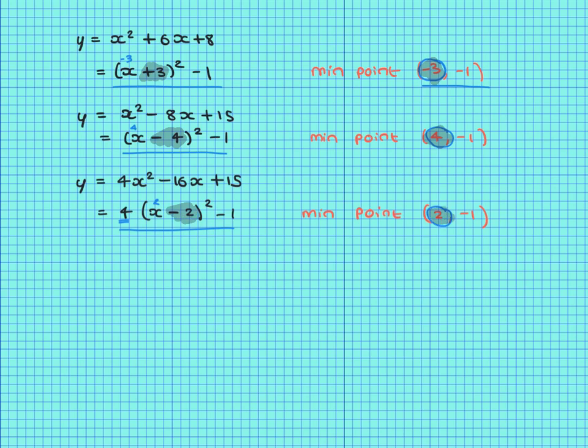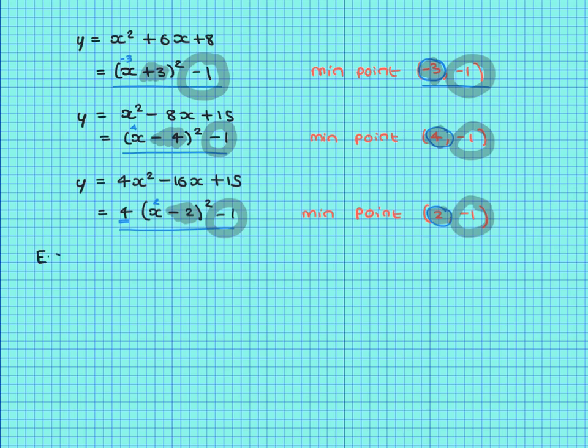Now, the y-coordinate of the minimum point is then always going to be the value here, because of course when the contents of the bracket square to give you 0, you're left with the y value of 0, take away 1 in this instance. Now, it's a bit of a coincidence that the y-coordinate of the minimum point was negative 1 in each of these examples. It won't always be negative 1.